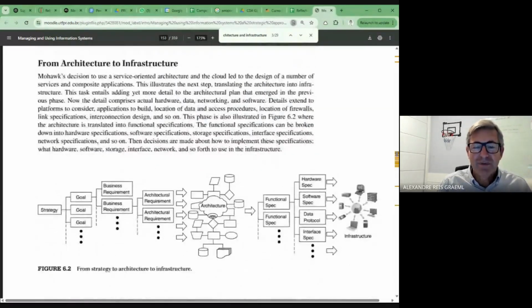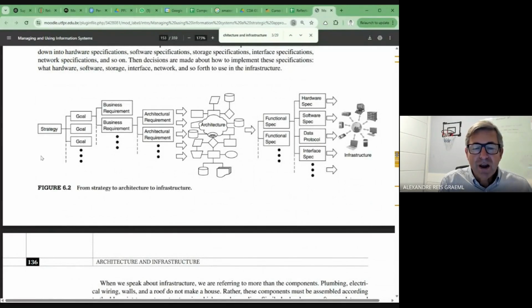On this page, they also have this diagram here that gives us a roadmap of how to turn the strategy, divided or split into several goals, and then for those goals, the definition of some business requirements, and then those business requirements will be used by the architects of the infrastructure to determine the architectural requirements. So business requirements turn into architectural requirements. The architectural requirements are all there to try and meet the business requirements, and then this architecture will help develop the infrastructure, and the infrastructure will be based on functional specifications that are needed to ensure that things happen the way that they should, and then also converted into hardware, software, data interface specifications. This is basically the infrastructure.